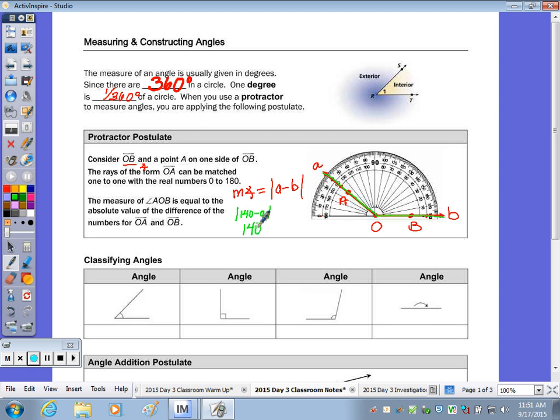And if you look at the outer numbers, you've got 40 and 180. So you can do the absolute value of 180 minus 40, which is also 140. The important thing with the protractor is that if you're following the numbers on the outside, both of the numbers that the rays intersect, you're using both the numbers from either the outside or the inner set of numbers. Underneath, classifying. So you may be given a question with an algebraic expression where you have to go back and substitute the value of x and then classify it according to its angle measure.